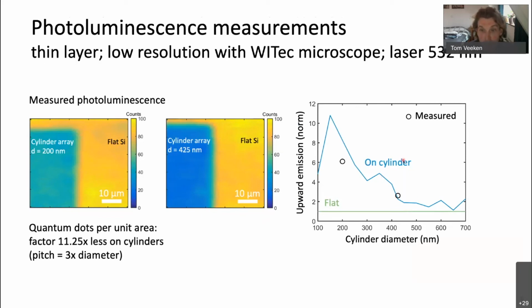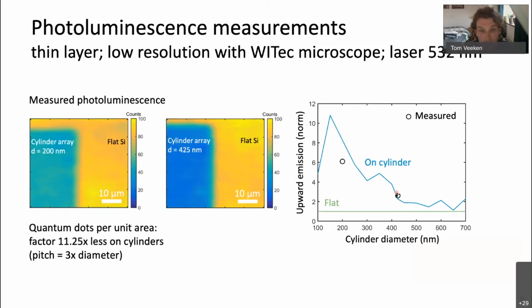For this simulation for on cylinder, we have also made a correction, which is that the excitation efficiency of a quantum dot by the 532 nanometer laser is actually enhanced due to the cylinder array. So we calculate what is the enhancement of the field intensity of the laser at the array, and we correct for it to obtain this blue curve. And then we find that the measurements actually show the same trend.